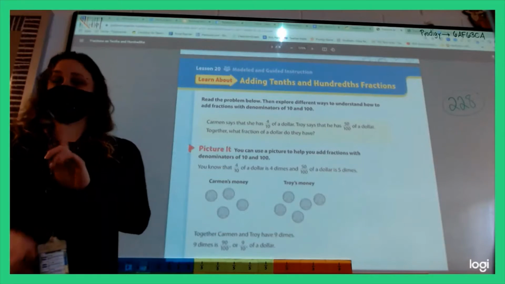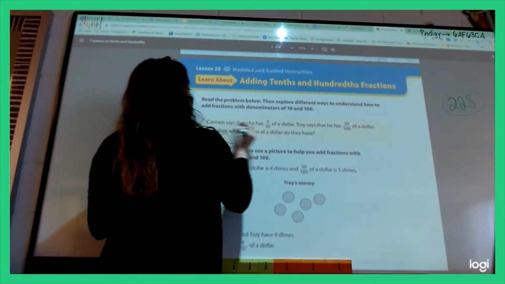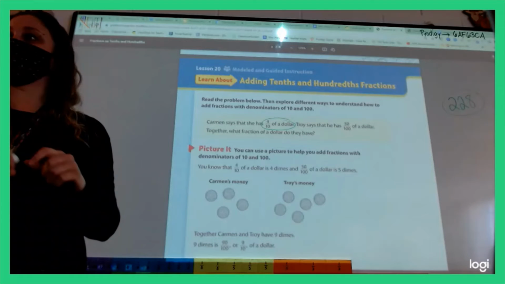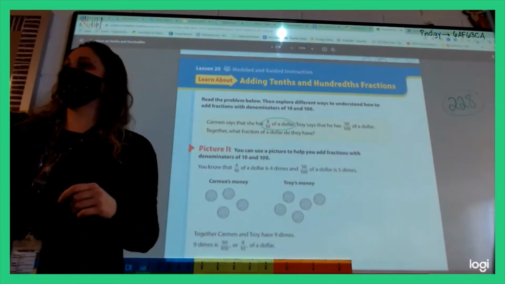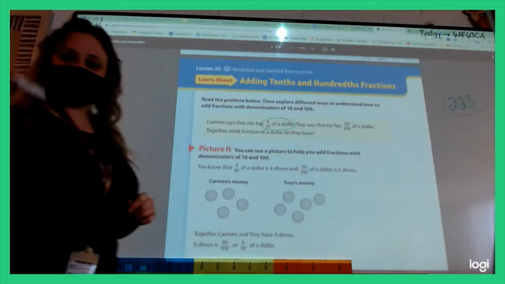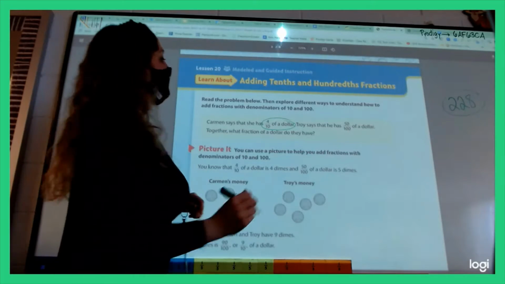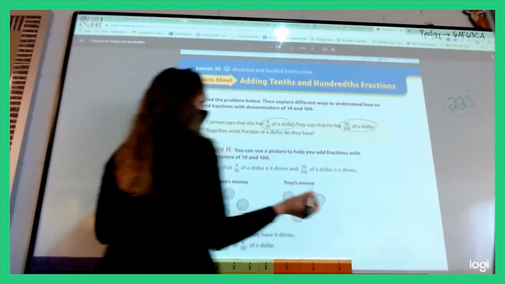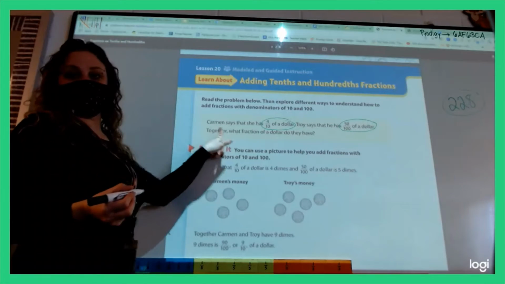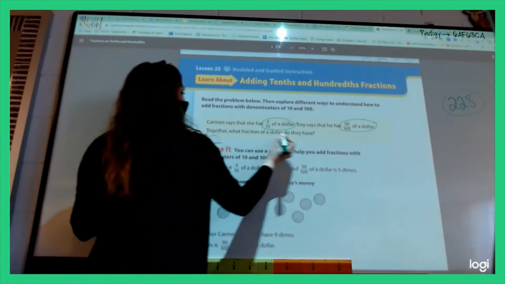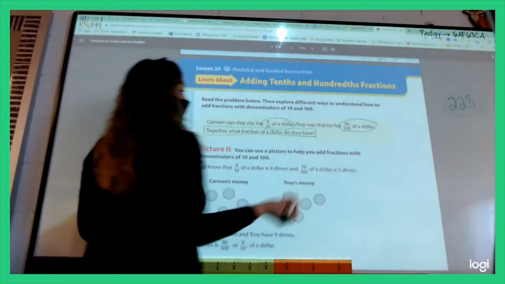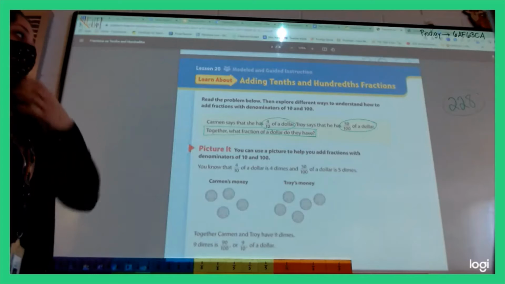Okay, let's mark it up first, okay? Carmen has 4/10 of a dollar. That should be circled, underlined, however you mark it. So if your pencil's not moving, I see you not doing this. Friends at home, make sure you're doing this with us. Troy says he has 50/100ths of a dollar. Together, so if we combine them, what fraction of a dollar do they have? That is our question. I'll put that in the box. What fraction of a dollar do they have?